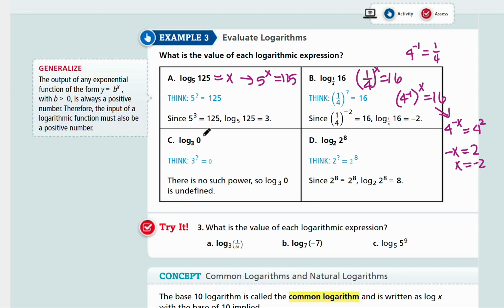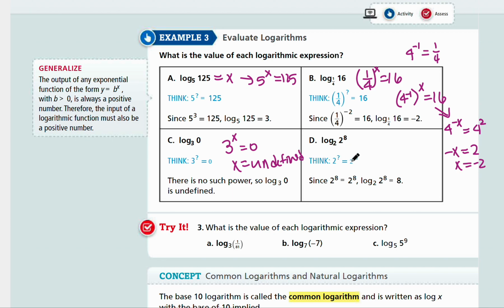Log base 3 of 0 is when you have 3 to the x power equal to 0. Can it ever become 0? No, there's no such power that can make the base equal to 0. It can make it equal to 1, but never 0. Okay, so this is undefined.